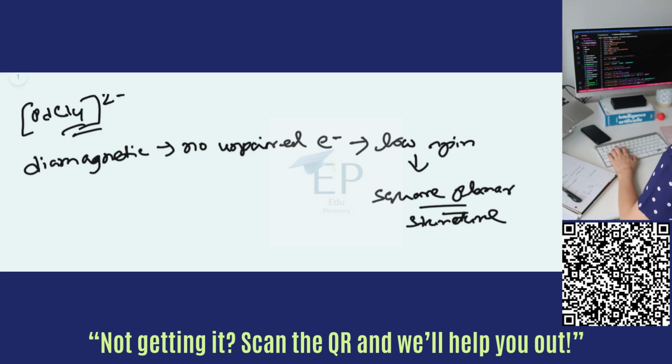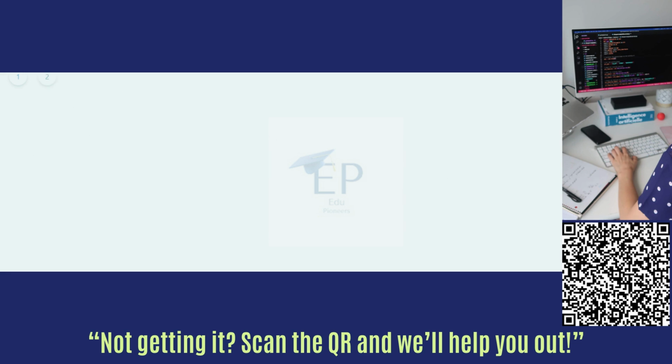But let's have a look at why it will have a square planar geometry, or how we are actually proving that it's a low spin complex. So for that, let's draw the orbital splitting for a square planar complex. For a square planar complex, the d orbital splitting takes place like this.